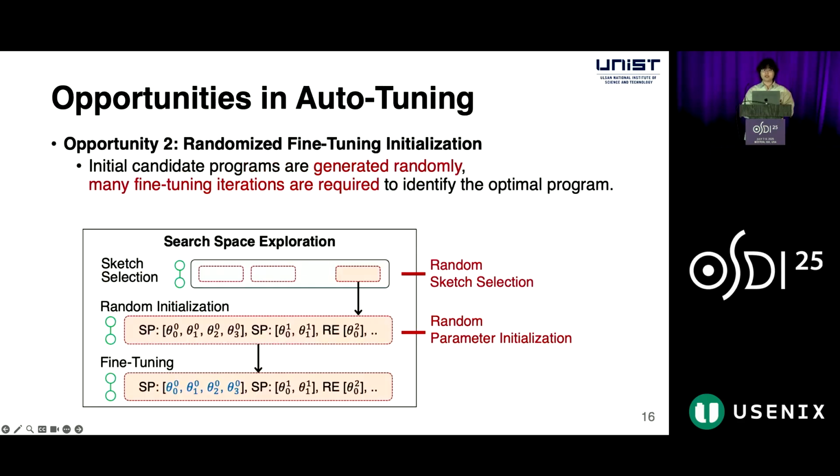The second opportunity comes from how fine-tuning is initialized. When sampling programs, Ansor randomly picks a sketch and also randomly sets the parameters. Because of that, the tuner often needs many fine-tuning iterations to reach a good result. If we can reduce random selection or random initialization, we can reduce the fine-tuning iterations.